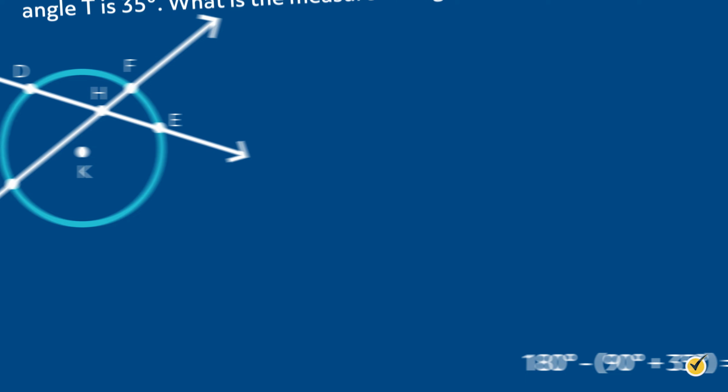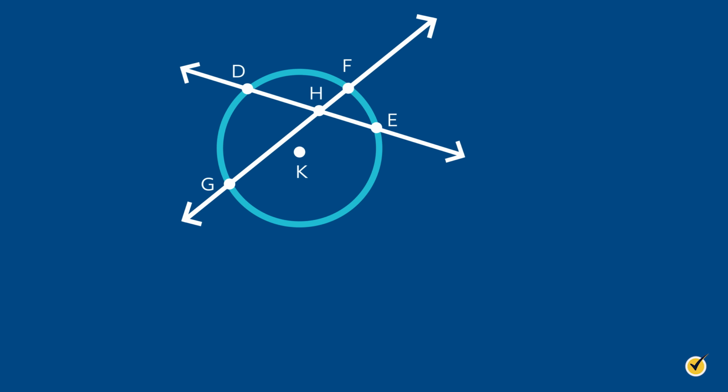When secants intersect inside a circle, we can find the measure of the vertical angles created by using the measure of the arcs formed by the angles. It also works the other way around, if we need to find the measure of the arcs using the measure of the angles. Let's take a look at circle K. The secant lines DE and FG intersect at point H and create the arcs DF, FE, EG, and GD. Find the measure of any of the vertical angles.